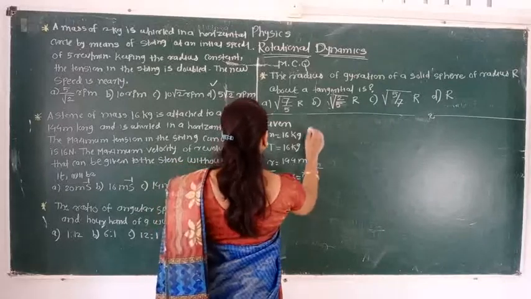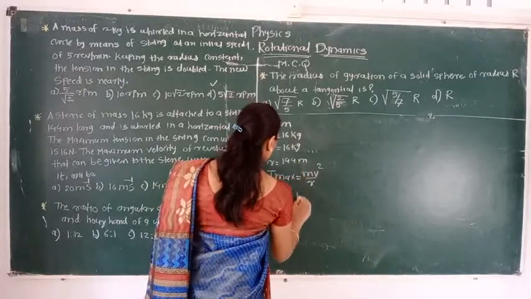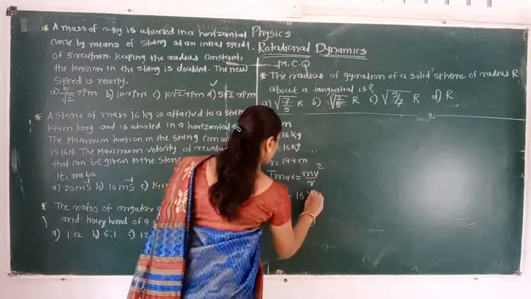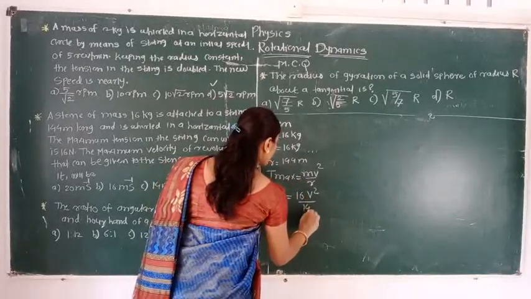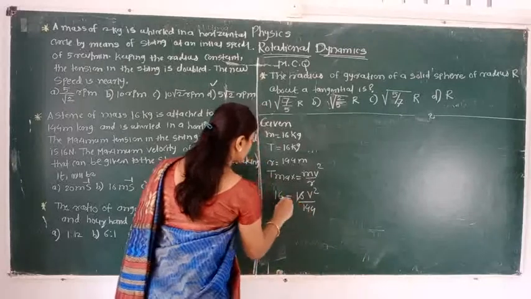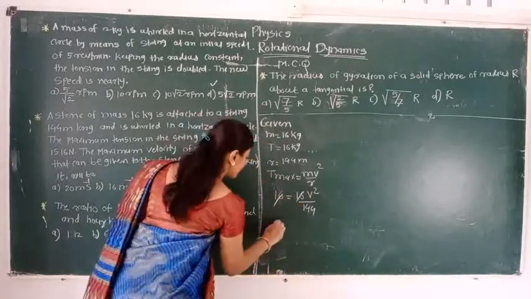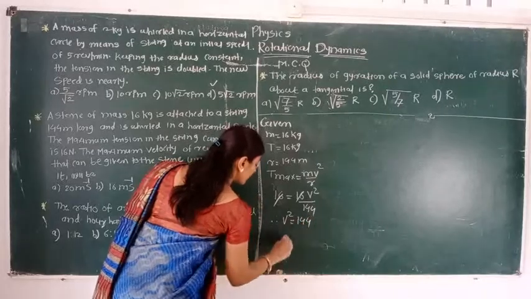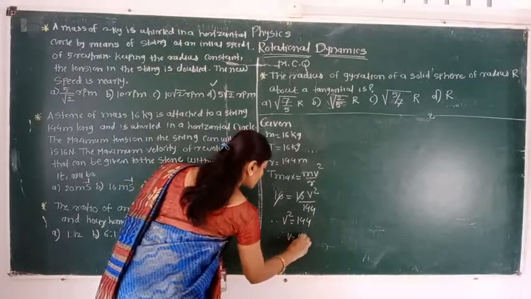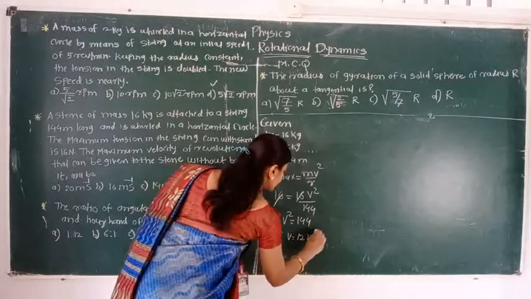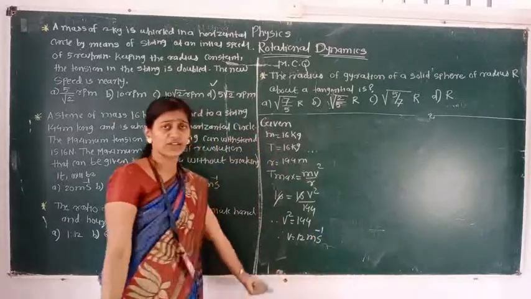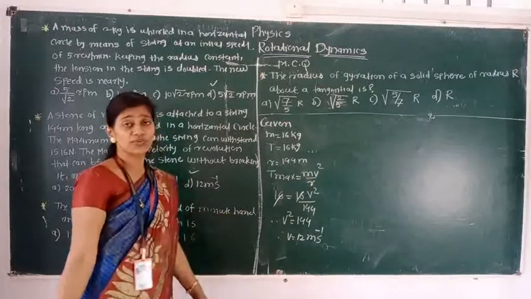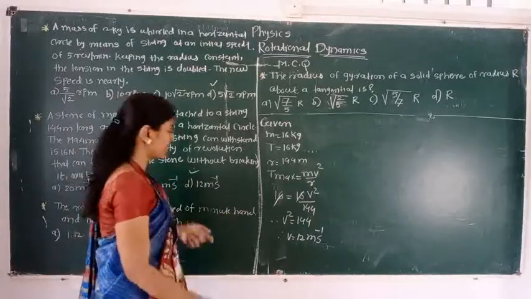16 Newton, which is equal to the mass 16 kg times v square divided by 144. They both are going to cancel. Simply v square is equal to 144. Therefore v is equal to 12 meter second raised to -1, otherwise meter per second. So as per the given options, option D is correct. Very simple example.